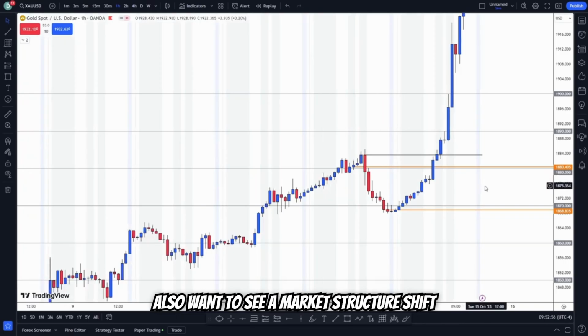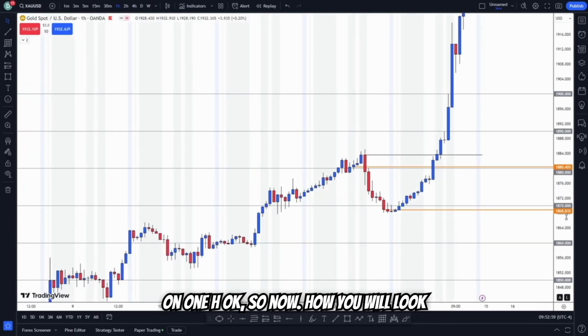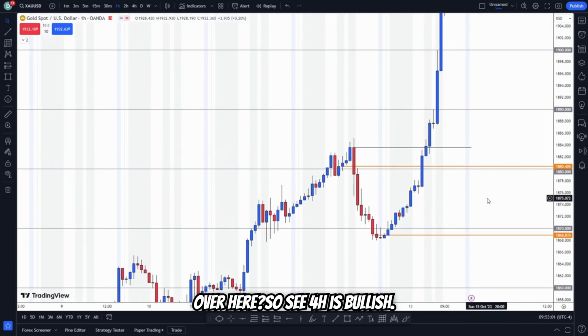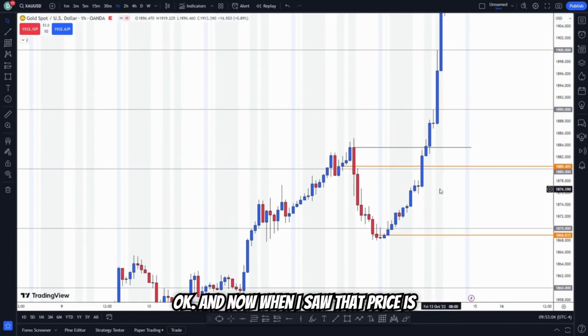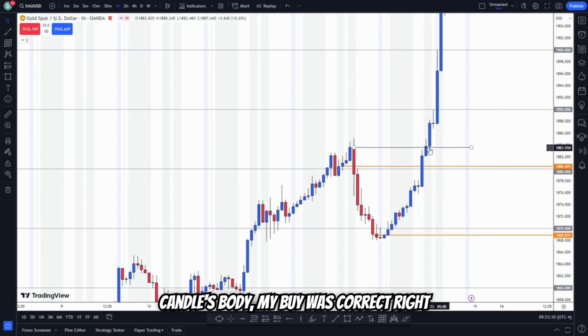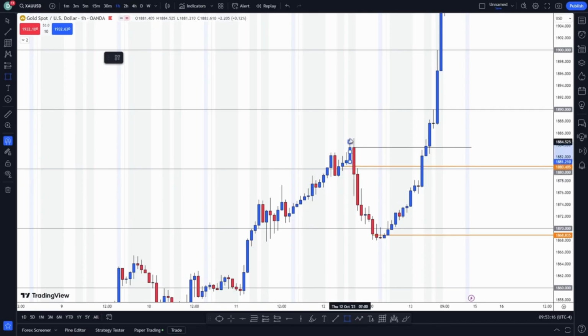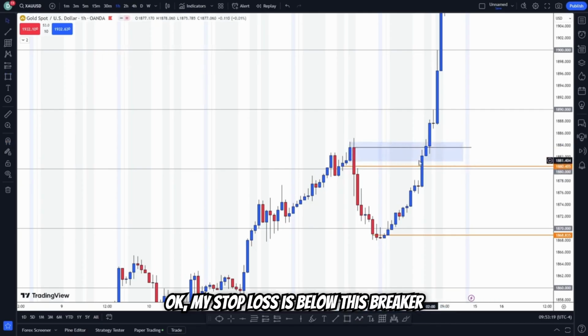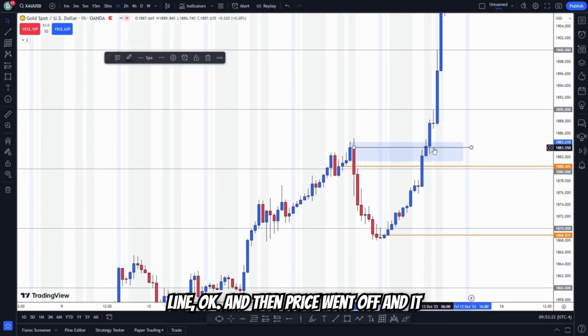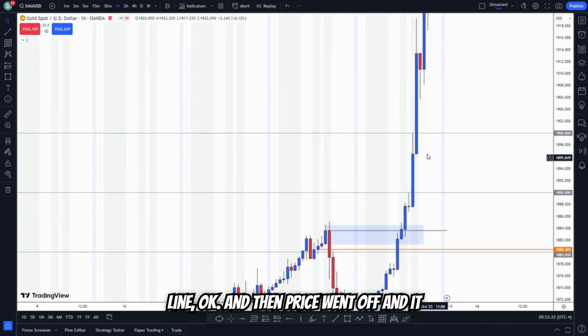We also want to see a market structure shift on 1H. So now how you will look over here. See, 4H is bullish, and now when I saw that price is going over here and it closes above this candle's body, my buy was correct right over here, and my stop loss was below this breaker. So I should mark this. My stop loss was below this breaker and my entry was at this candle, this line. And then price went off and it kept on going up.